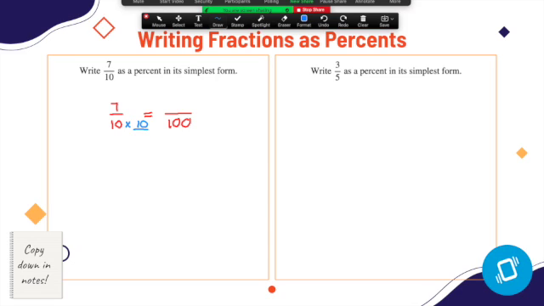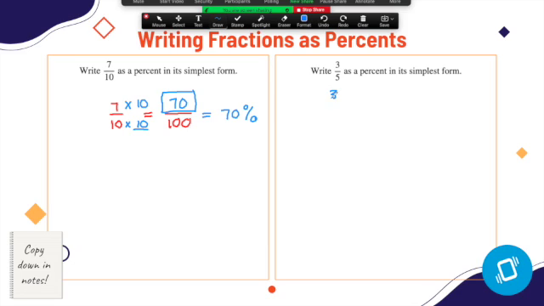So whatever I do on the bottom, I have to also complete on the top as well. So 7 times 10 equals to 70. So I'm left with my new fraction, 70/100. And so my percentage is going to be whatever is on the top here. So we have 70% as our answer.